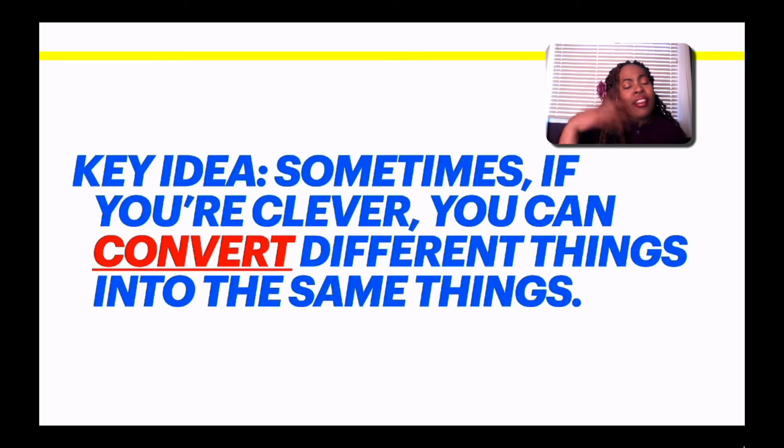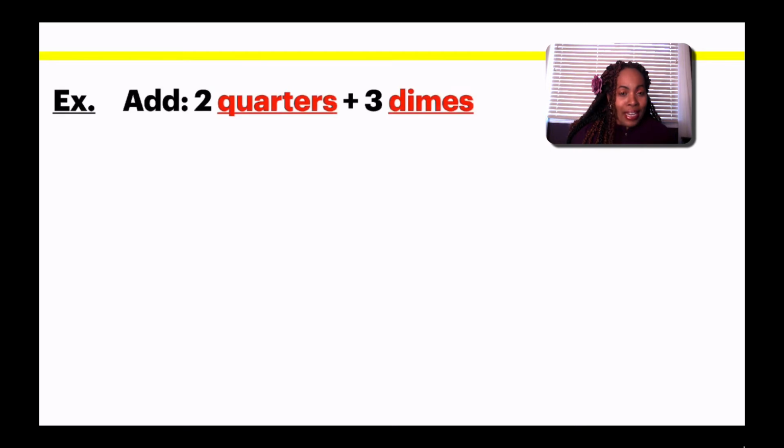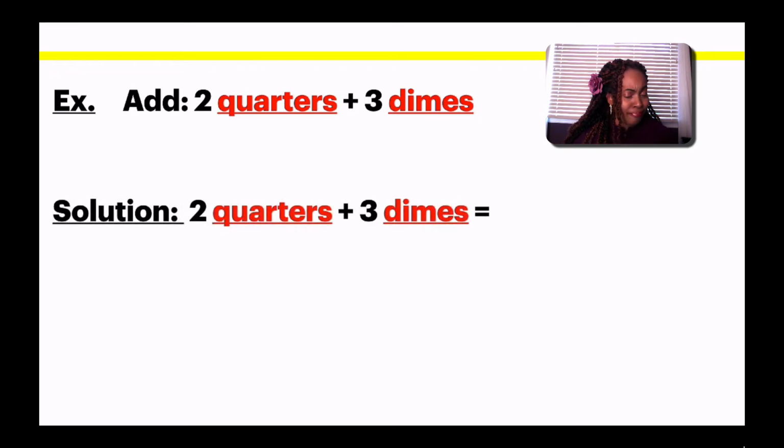There's a key idea that I want you to know today, though. Sometimes, if you're clever, you can convert different things into the same things, okay? Now, let's talk about money. Let's say, for example, you have 2 quarters plus 3 dimes. Are quarters and dimes the same things? No, they're not the same things.